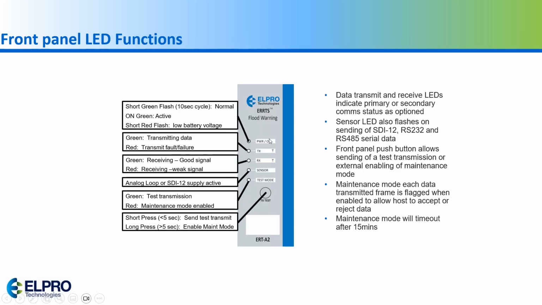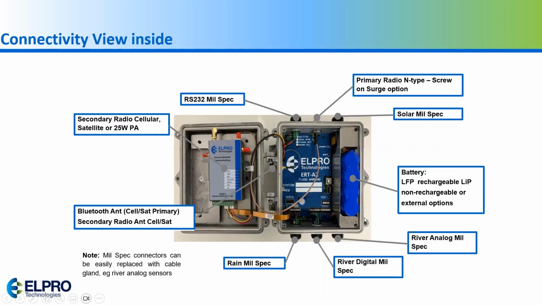This is just the front panel, it has LEDs on it. It has a power light, transmit and receive, has a sensor light for when you have SDI 12 or analog loop connected. And then it has a test mode where you can test the system by pressing a button. Internally to the unit, it's the area for the battery, but then you can also connect direct power or that solar panel and an external battery.